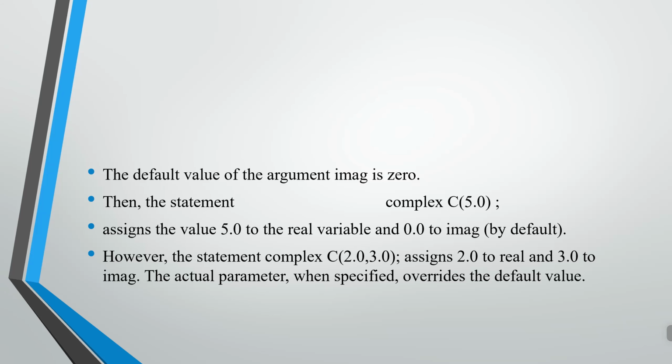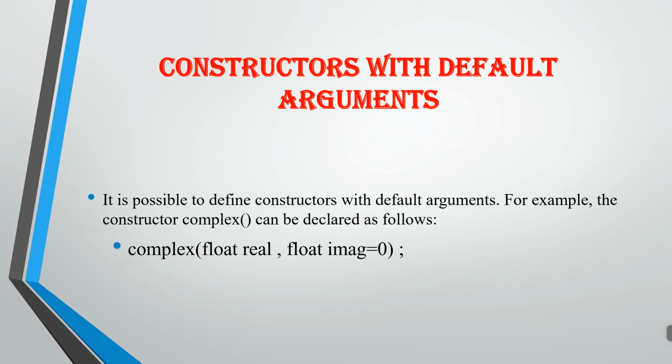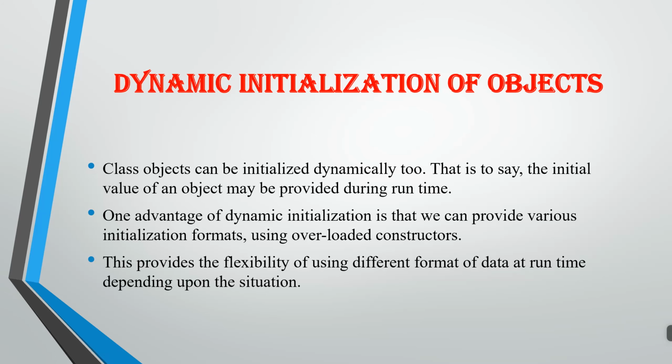So if you specifically mention the value for the arguments, it will take the value whatever you send from the main program. But if you don't have a specific argument, then whatever default value the constructor mentions will be used.